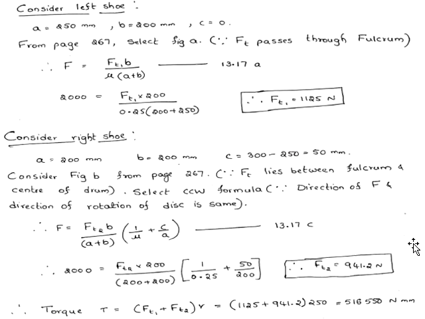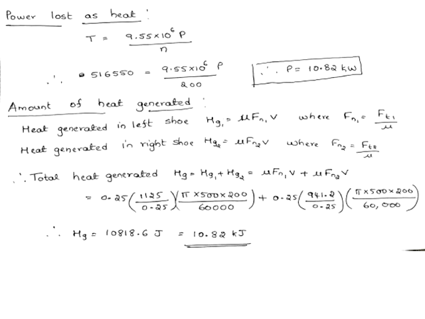You will get Ft2 value, then find out total torque is equal to Ft1 plus Ft2 into R. All the values are known here. Find out torque value. After calculating torque value, we have to find out what is power lost. Power lost is given by equation T is equal to 9.55 into 10 raised to 6 P by N. Find out what is power lost. You will get answer 10.82 kilowatt.